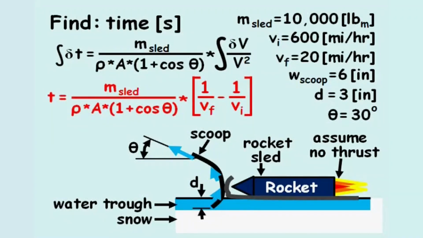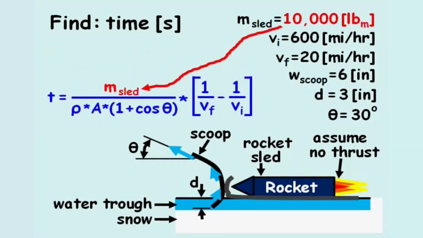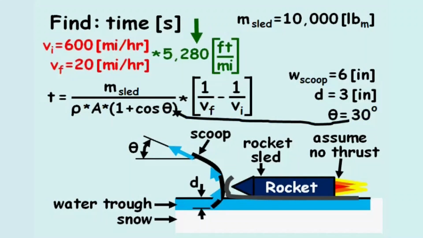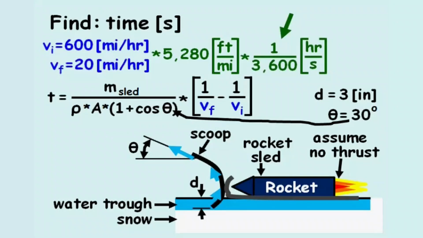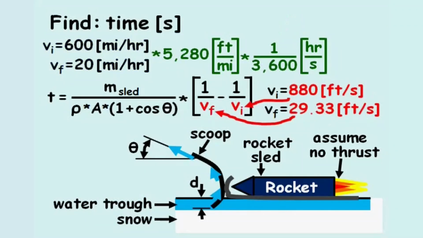The problem statement provides us with the mass of the sled as 10,000 pounds. The angle, theta, equals 30 degrees. And we also know the final and initial velocities. We'll convert these velocities from miles per hour to feet per second by converting miles to feet and converting hours to seconds. Our revised initial and final velocities are rewritten and plugged into the equation.